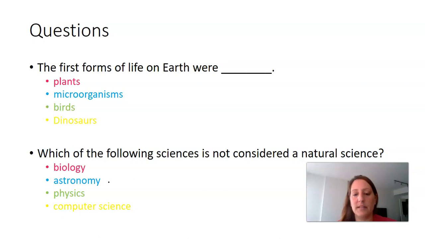Okay, so the one from this list that is not a natural science is computer science. Definitely part of STEM and related to the natural sciences, but not one of the natural sciences.